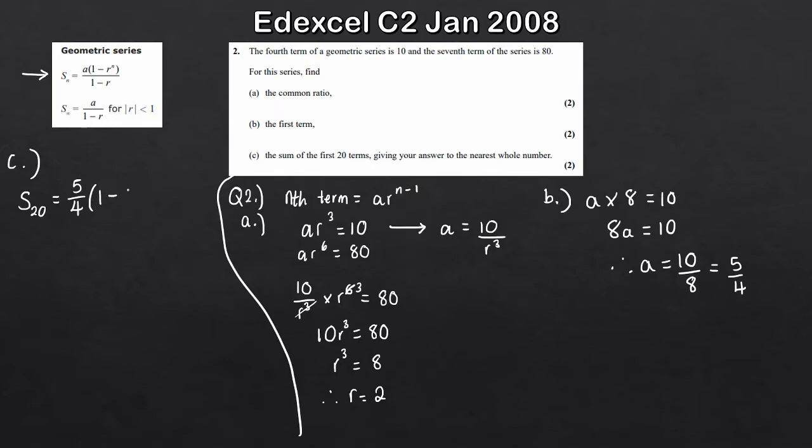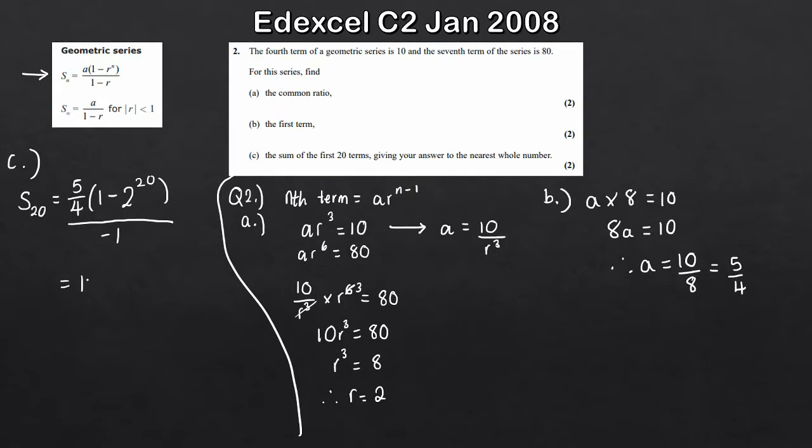Remember, R is 2, so that's 1 minus 2, and our n is 20. And then we divide this all by 1 minus 2, because R is 2, so minus 1. And at this stage, this is just plug it into your calculator and see what you get.